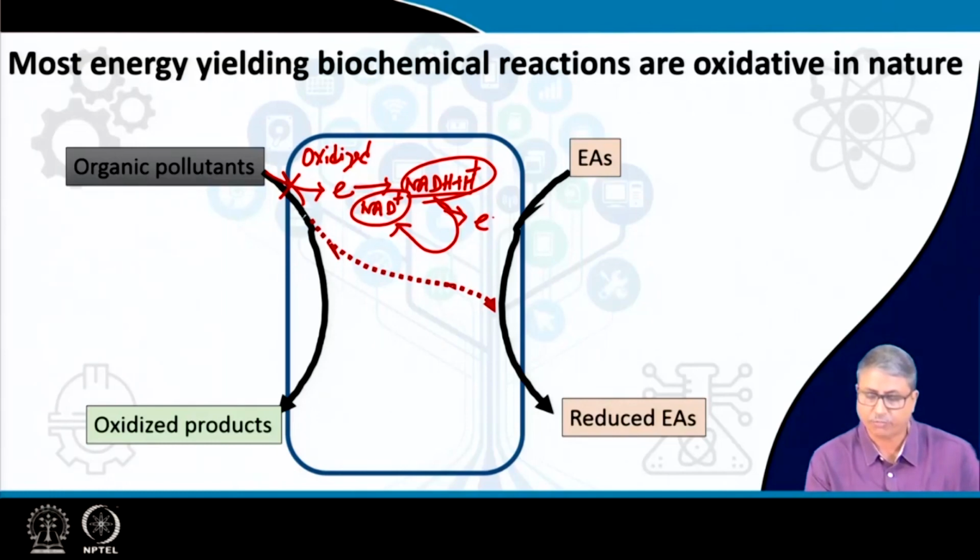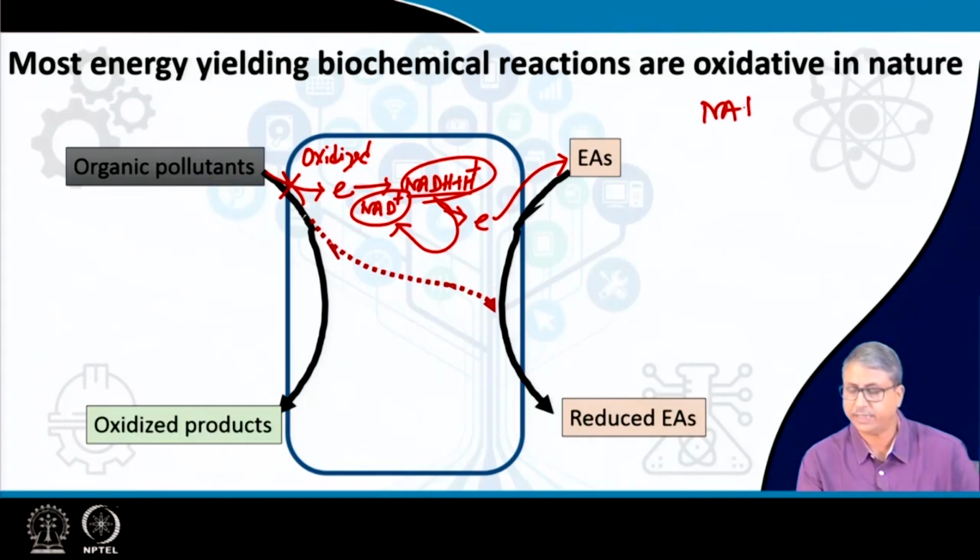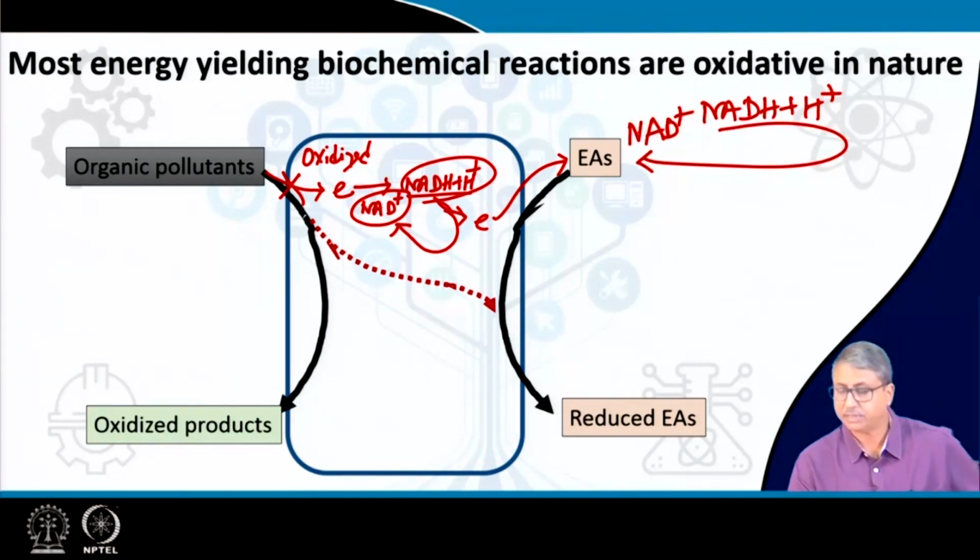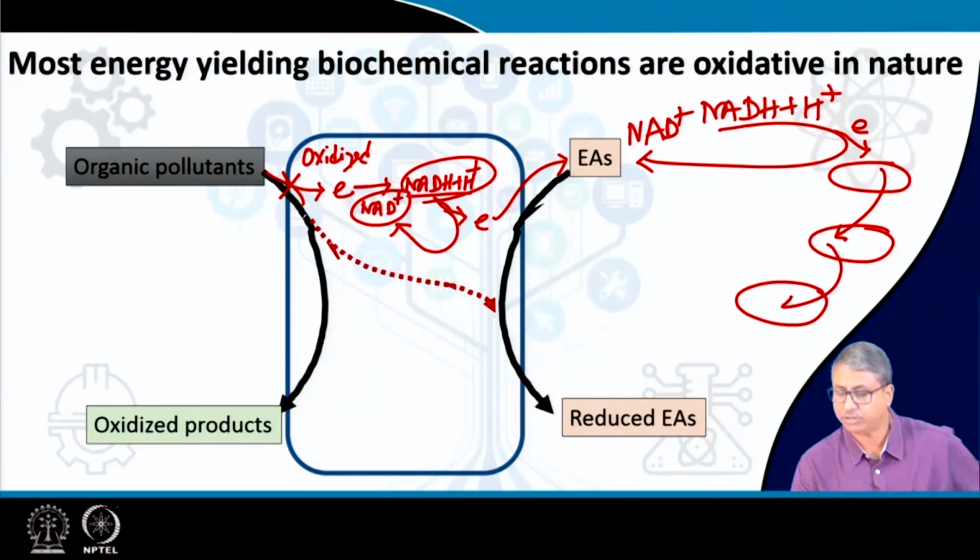So, electrons will obviously be going to the terminal electron acceptors. If we consider that NADH plus H plus has the electrons and wants to come back to NAD plus, that means these electrons must be given to someone. So, who is this someone? These are the electron carriers, as I have already mentioned in one of my classes. These electron carriers carry the electrons, and finally the electrons are given to the terminal electron acceptor, which under aerobic condition is oxygen. So, oxygen is getting converted to water.